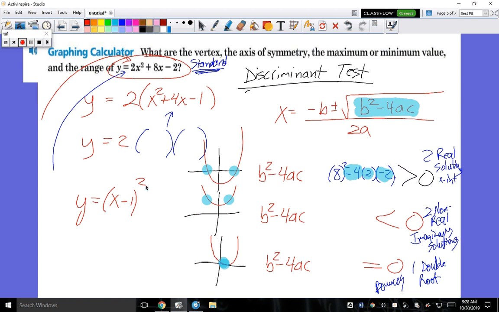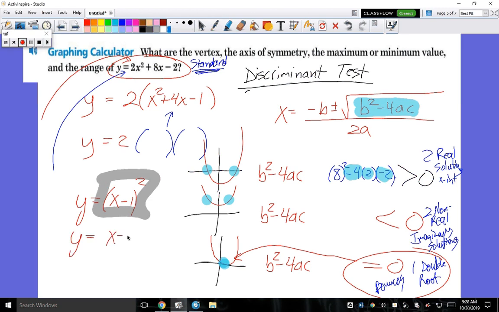The reason why this is called a double root is because this is counted twice. This right here is the same. What's 2 squared? 2 times 2. What's 35 squared? 35 times 35. So what's x minus 1 squared? It's twice. You with me?